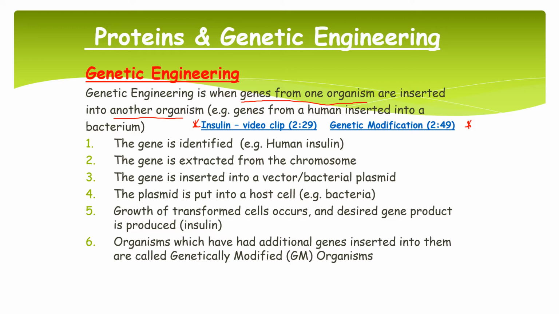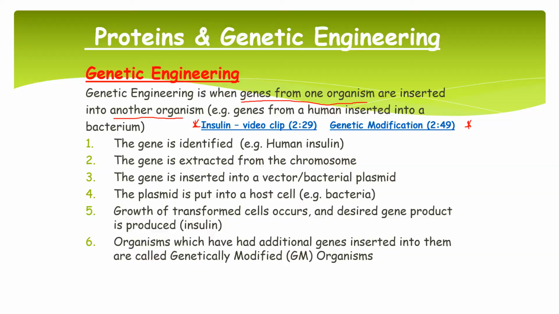For bacteria to grow rapidly, you need to put them in nutrients. And then this will mean that you have your bacteria with this desired product and plasmid with the desired gene growing. Organisms which have had an additional gene inserted into them are called genetically modified, or GM, organisms. And the stage that's missing here would be that you would have to purify your product.